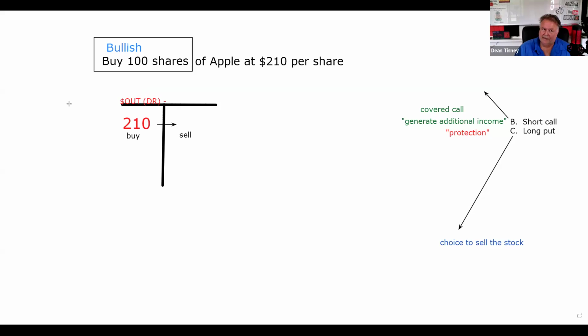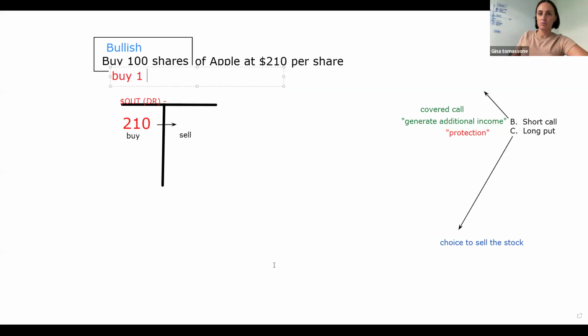I either want to have an obligation to sell the stock for income or a choice to sell the stock for protection. So we can buy one. We need only one contract, and the only reason is that we only have 100 shares. If we had 200 shares, we'd want two contracts. If we had 300 shares, we'd want three contracts. Each contract governs 100 shares. I still think you should do things on a per share basis.